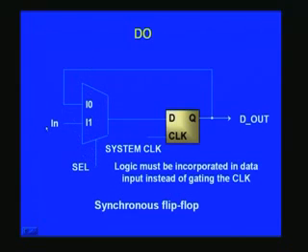And to start with, this will be 1, and then this input will go through this path and land up in this register, which will be registered at the positive edge of the clock, and that will be stored here. And what is stored here will also be fed back. This is a combinational path here, and once the select goes to 0, it will register the same input which was the previous output here. I think this is clear to you. And that's what it says: logic must be incorporated in data input instead of gating the clock as such.